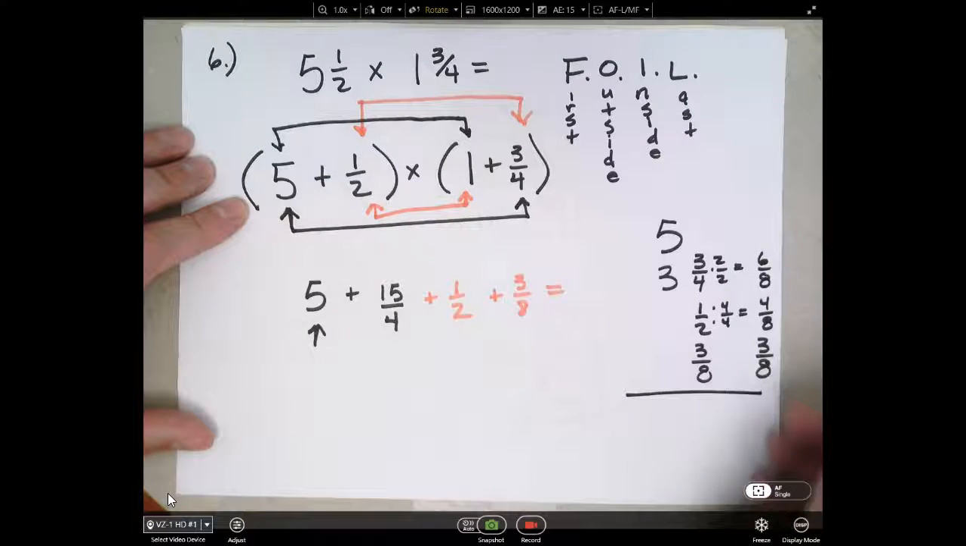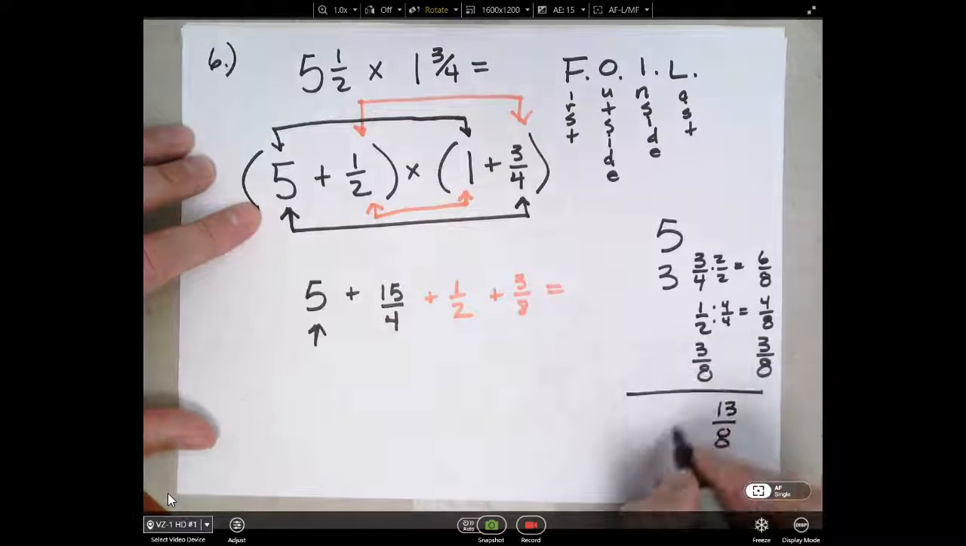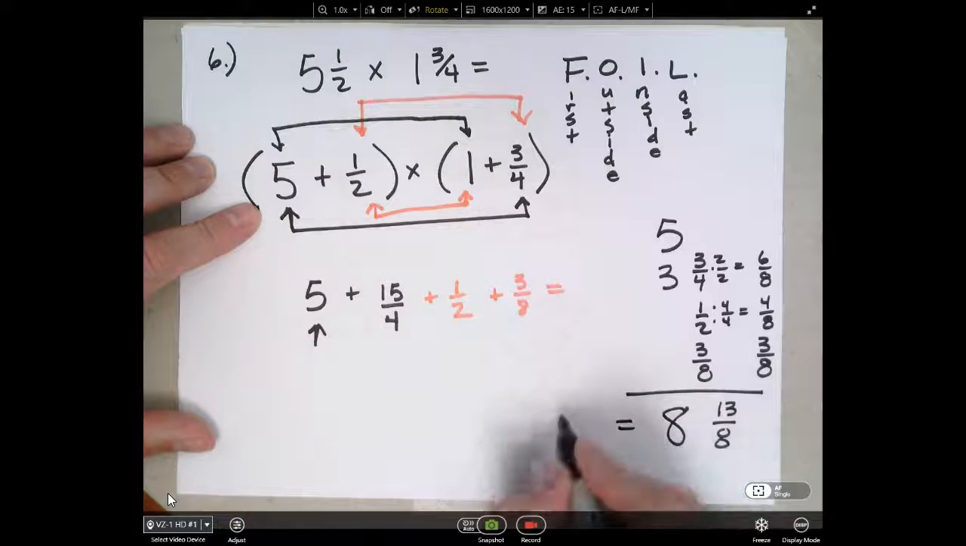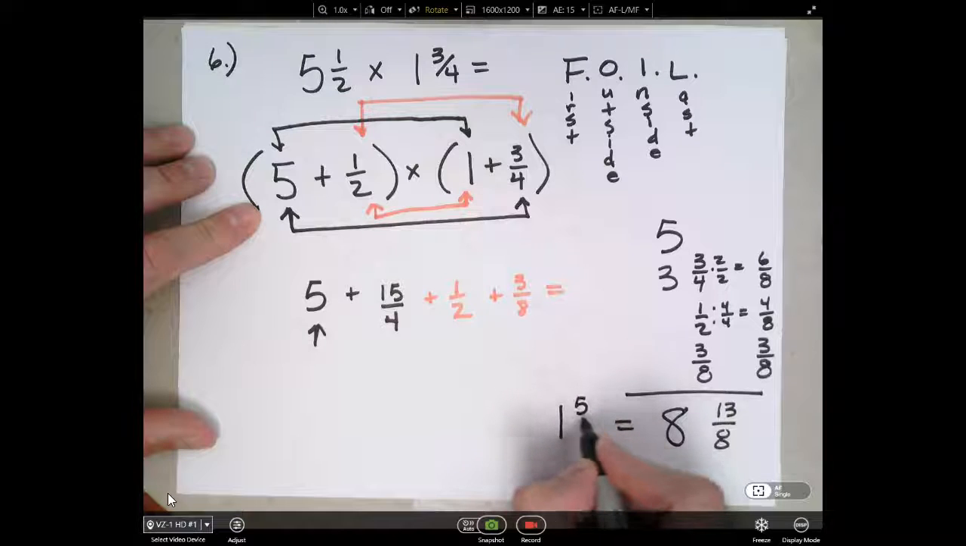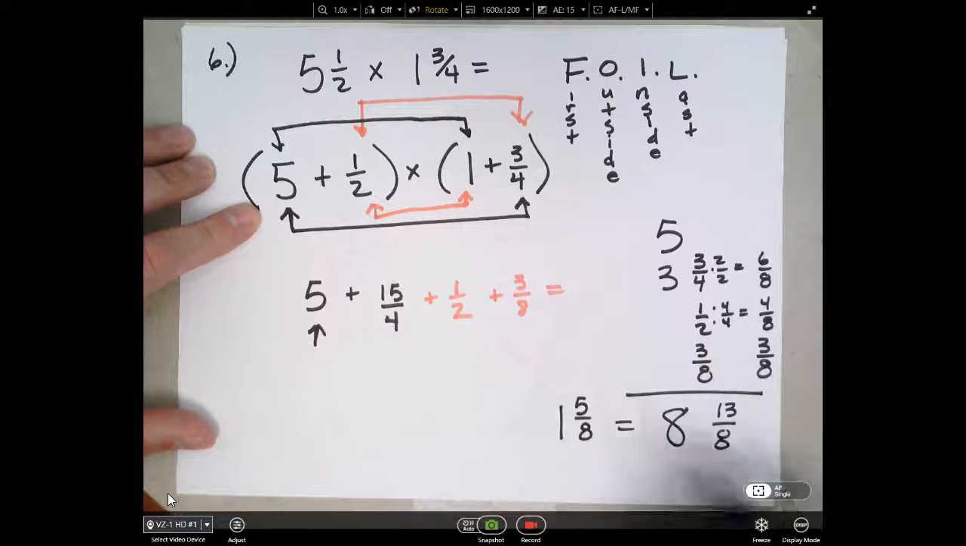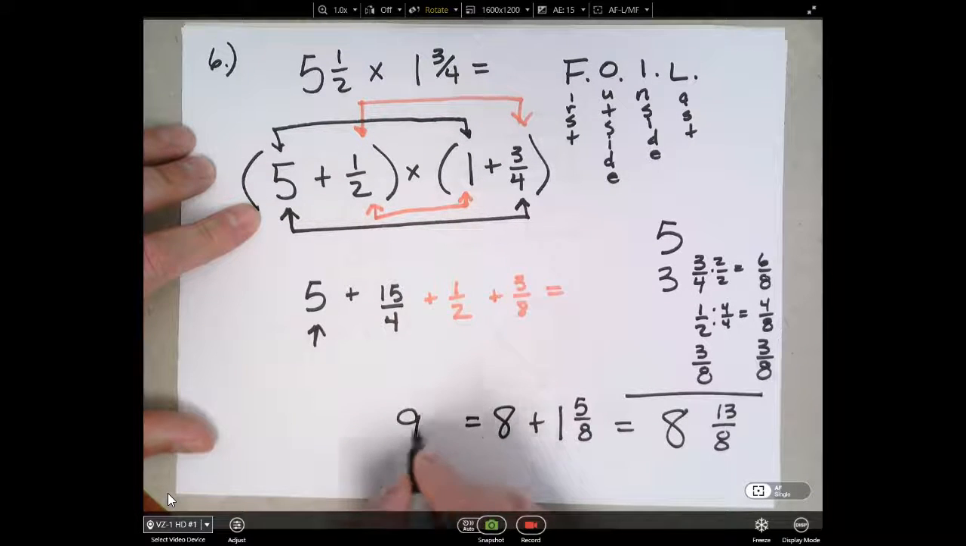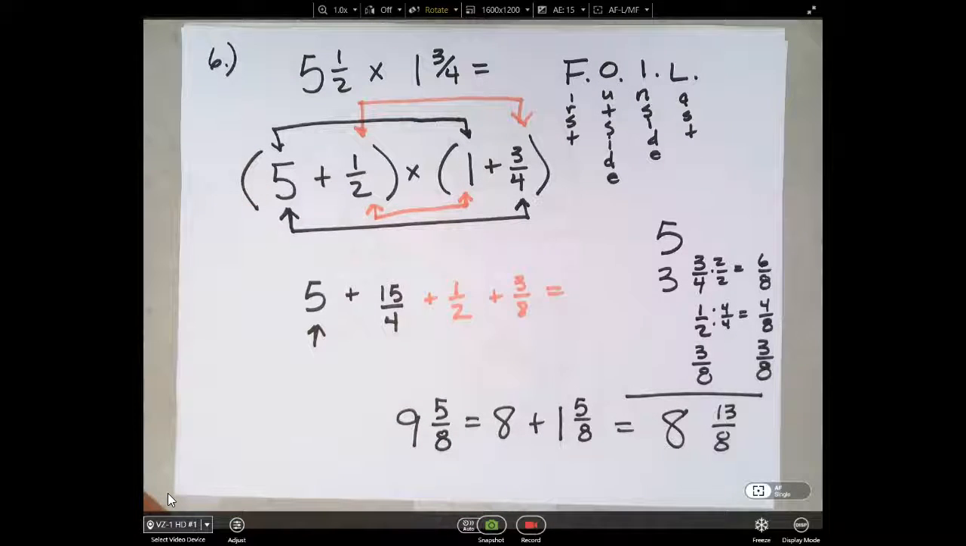And when I add all these numbers together, there's 13/8, and my whole numbers add up to 8. And again, 13/8 is really 1 5/8. And I'm going to add my 8 wholes that I have to my 13/8, and that's going to give me a final answer of 9 5/8. So that's the FOIL method.